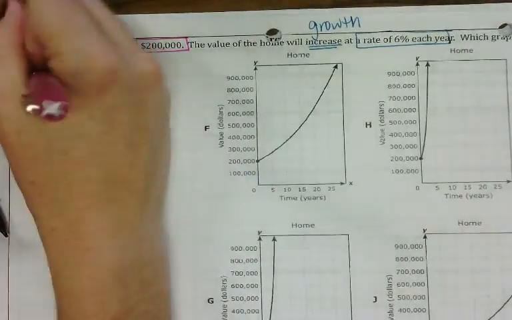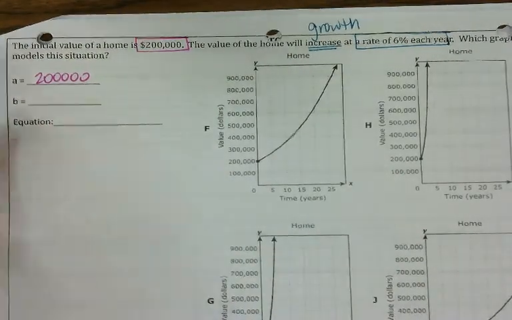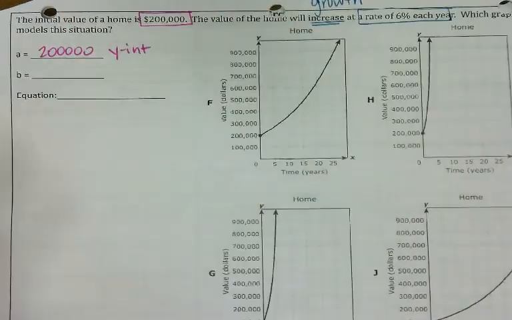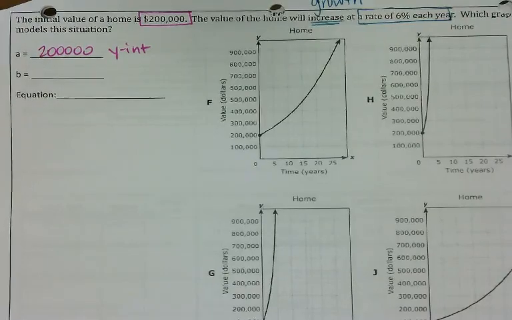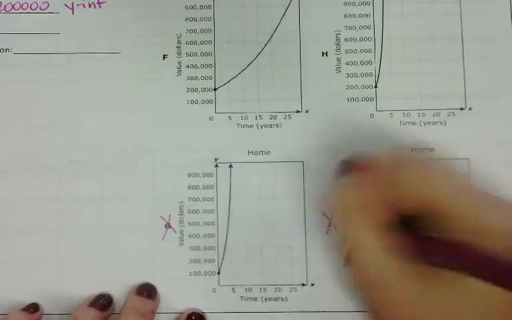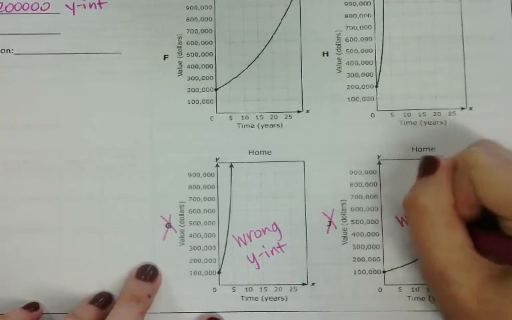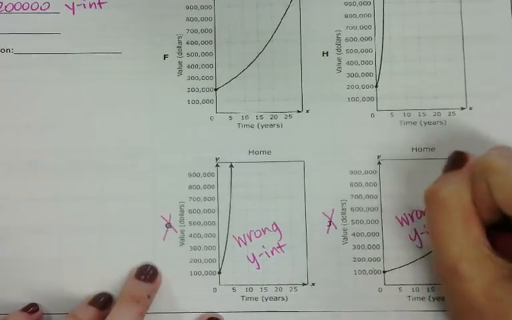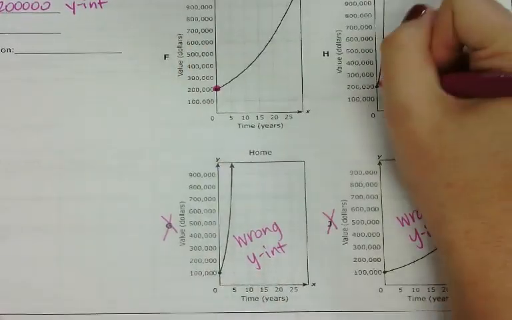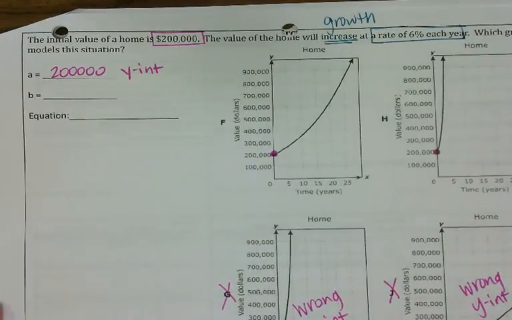So, guys, if my A value is 200,000, what does that represent on a graph? The y-intercept. Because we know that's the y-intercept, which ones are absolute garbage and trash? G and J. They have the wrong y-intercept. So, guys, please use your brains and use your common sense. That eliminated half of your options. Those have the wrong y-intercept. Okay, guys? So now we're just left with F and H.